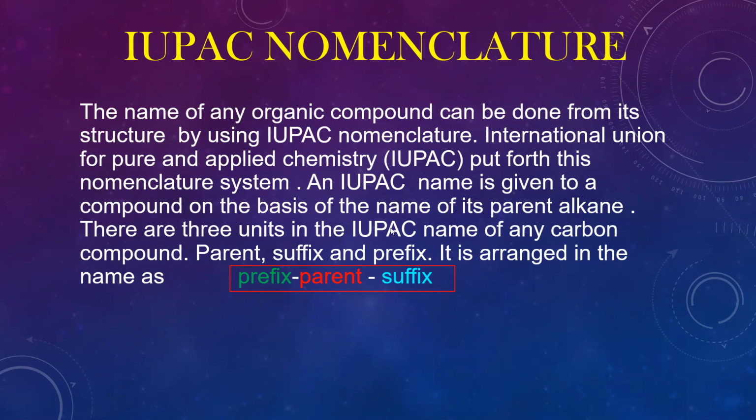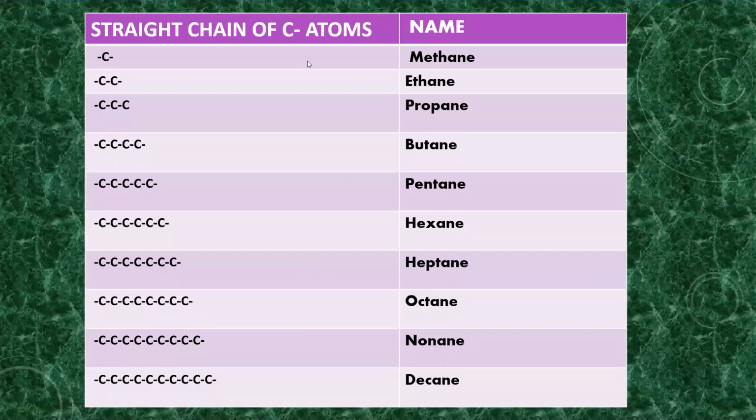There are three units in the IUPAC name of any carbon compound: parent, suffix and prefix. It is arranged in the name as first prefix, then parent name, and if any suffix is there, that also we have to add. So it is very important to know the parent name. The name of the compound is constructed by attaching the appropriate prefix or suffix to the parent. So you have to learn the parent name. So let us discuss that.